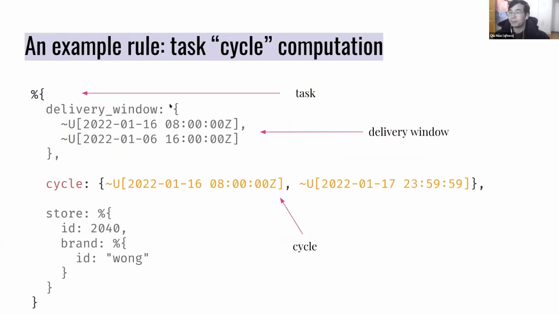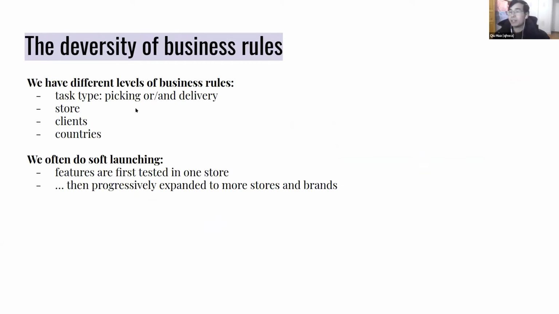So my point is that we have a diversity of business rules, because we have different levels of business rules, like on the task type, picking and delivery. And we have store level rules. We have different stores, and we also have different clients or brands. And we have several countries, so they are naturally different from each level of different domain context.